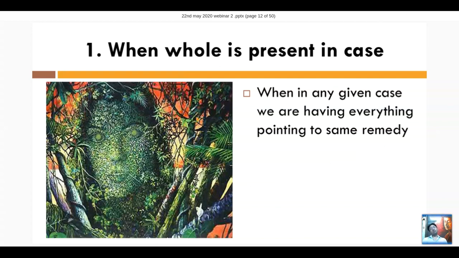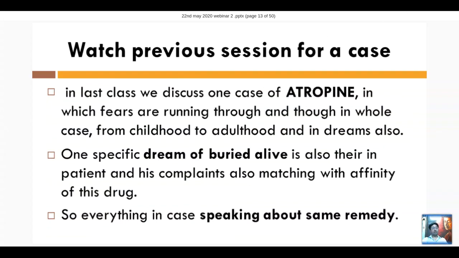Its complaints were also matching the remedy, with hypertension of the functional type which we see in Atropine. In this case, everything is speaking about the same remedy. The fears, the tubercular diathesis, the impatience, the hypertension, everything points to the one remedy. So we can say these are the holistic cases in which everything is there. In these cases, we get very good results. But what about the others?